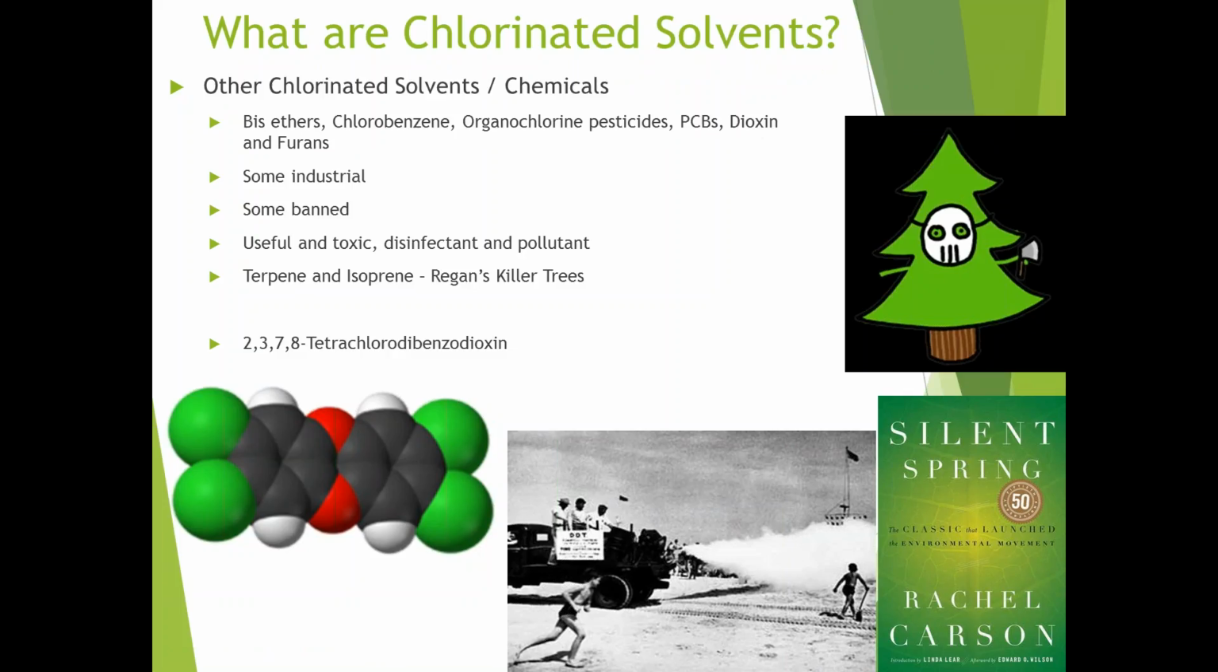There are many other chlorinated compounds, and I don't want to get lost in the details, but I thought it was important to bring in the many other chlorinated compounds. Many of these are not normally thought of as solvents, and many are banned or not produced in the U.S. any longer. This group includes bis ethers, and those are common in plastics and intermediaries in pesticide production. The organochlorine pesticides like DDT, aldrin, dieldrin, lindane, and chlordane. It also includes banned and toxic persistent organic pollutants like PCBs, dioxins, and furans.